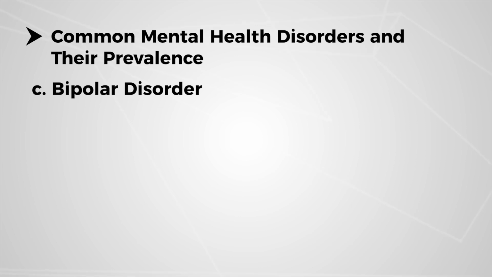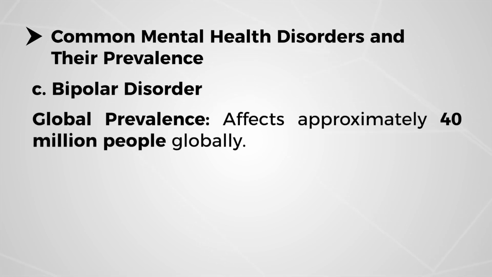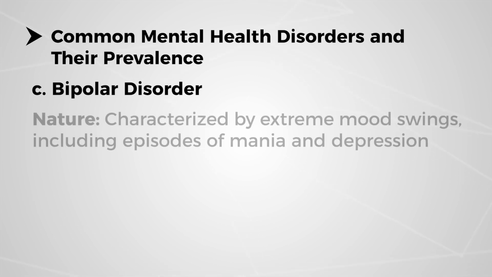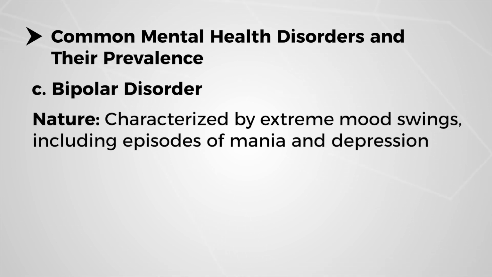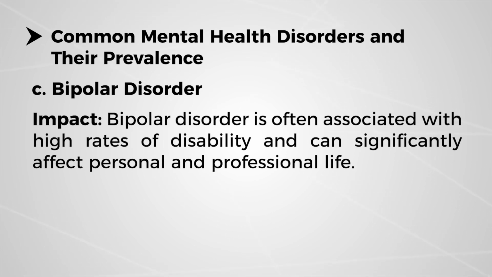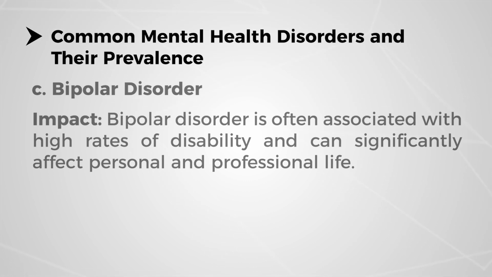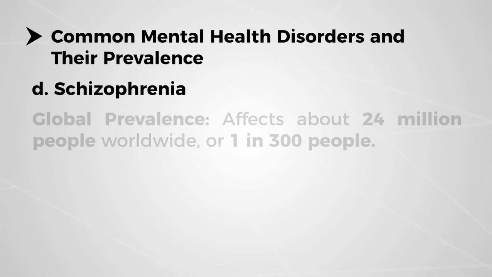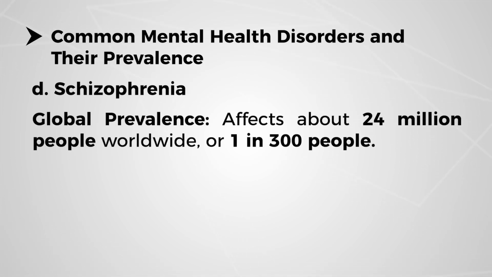Then bipolar disorder: global prevalence, for example, affects approximately 40 million people globally. It is characterized by extreme mood swings, including episodes of mania and depression. What is the impact? Bipolar disorder is often associated with high rates of disability and can significantly affect personal and professional life. Then schizophrenia: global prevalence affects about 24 million people worldwide, or 1 in 300 people.